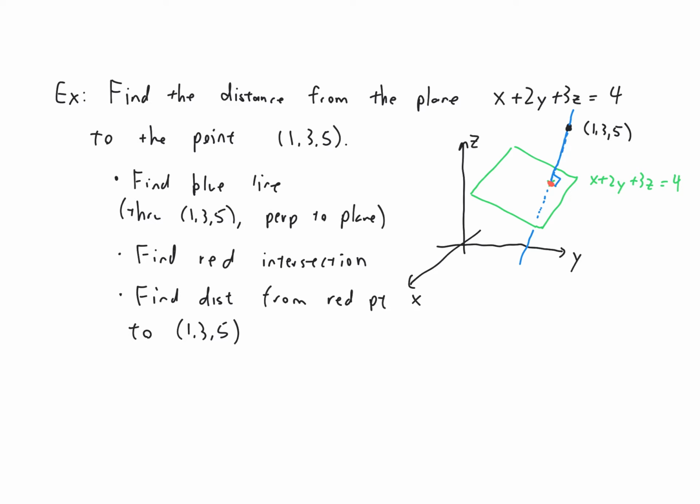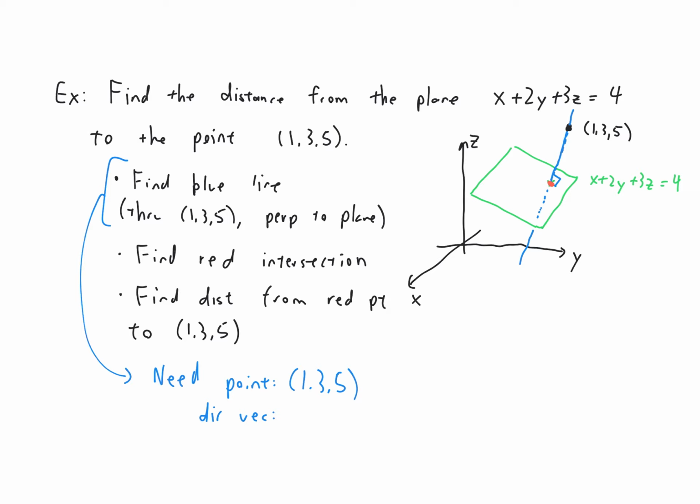We'll find the blue line that passes through the point 1, 3, 5 and is perpendicular to the plane. Well, what do I need in order to find the line? Well, I should write down the parameterization. So I need a point on the line, and we have one, right? We have the point 1, 3, 5, and we need a direction vector.